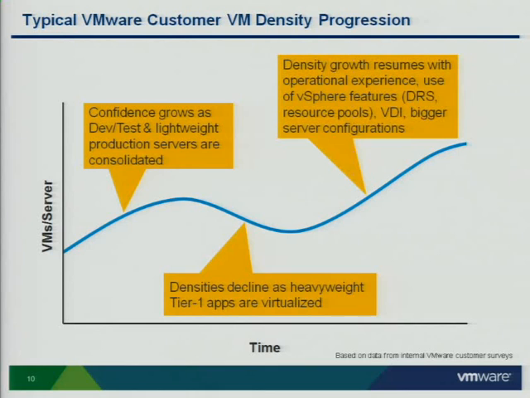But then we see the virtual machine density trending back up again as the customers start taking advantage of features in vSphere like DRS, resource pools, things that let them drive up VM density, and also standardizing on higher capacity machines configured with more memory, more network ports, more processor cores to support virtualization. So this is very consistent, this S-shaped curve across our entire customer base, and you may be going through some of the same sequence yourself.